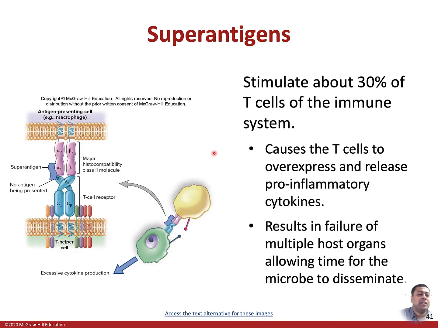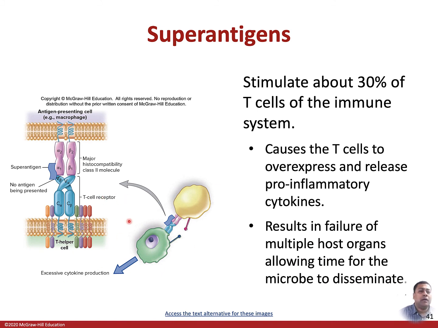So the superantigen is something different, where our own immune system gets super activated, and that can cause injury or even death. These superantigens are protein molecules produced by some of these pathogenic bacteria. They stimulate about 30% of the T cells in the system and cause the T cells to overexpress and release pro-inflammatory cytokines, resulting in multiple organ failure, and this allows time for the microbe to disseminate. So how does this really work, and what does this basically mean?